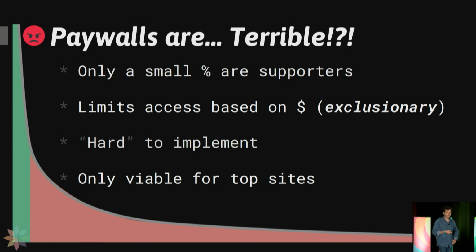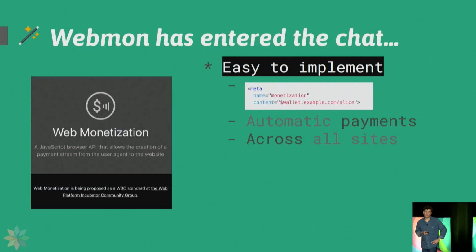It's only a small percentage of users that are supporters that are really willing to pay for your site for a month. And paywalls, by their nature, are exclusionary. It's costing money to see content. As I mentioned before, they're sort of hard to implement. So there's development, there's marketing, there's telling the user what they get for a product. And so they end up only being viable for really large top sites. And so this is why we're here.